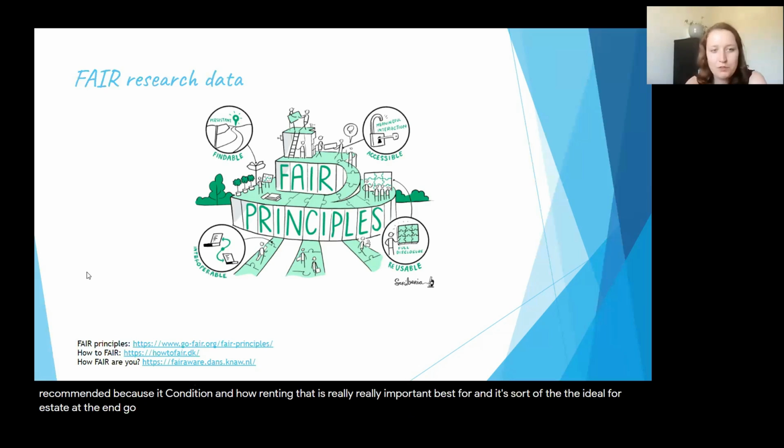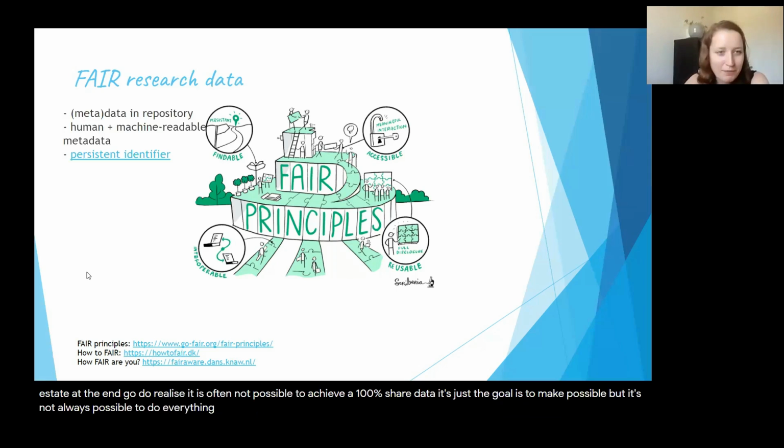However, do realize that it's often not possible to achieve 100% FAIR data. The goal is to make your data as FAIR as possible, but it's not always possible to do everything in terms of FAIR.